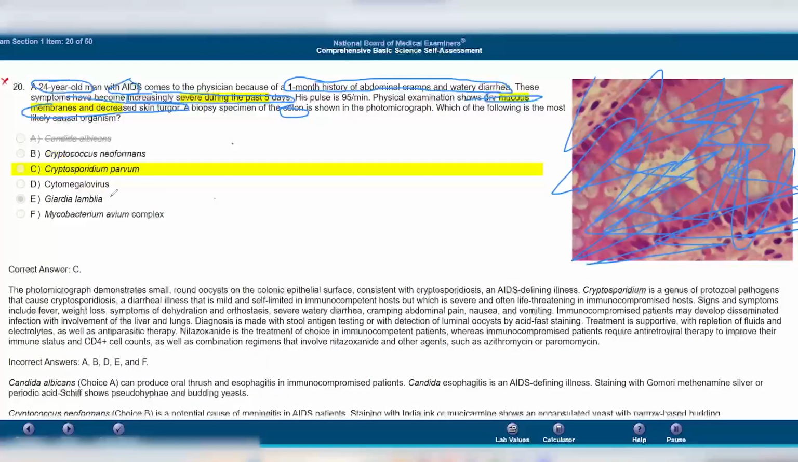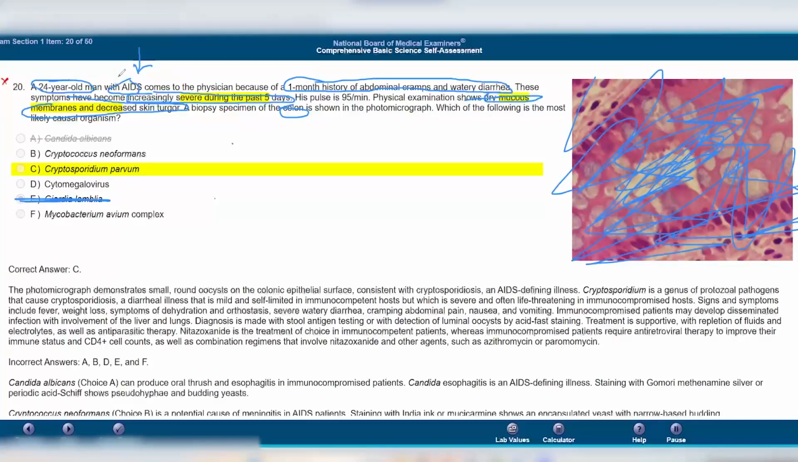So if they don't mention any of that, you see what I'm trying to say: you're picking answer choices because you're looking for buzzwords or something specific on the slide, but you're not looking at everything else. They don't tell you that he's a hiker. They don't tell you anything. The risk factor here is that he has AIDS. You didn't learn that Giardia happens with AIDS, so that can't be it.